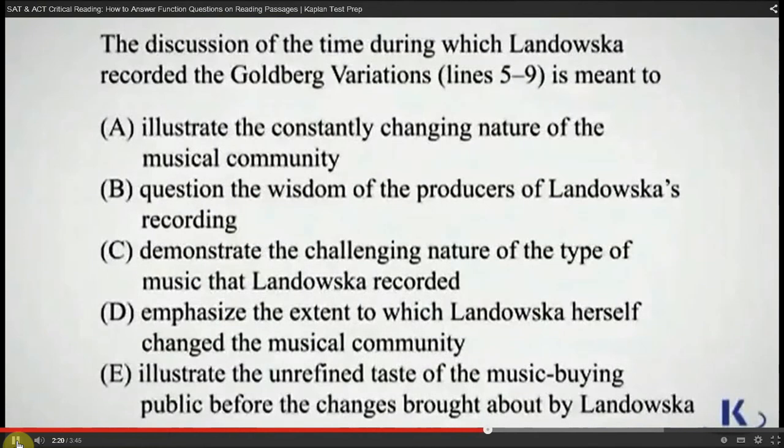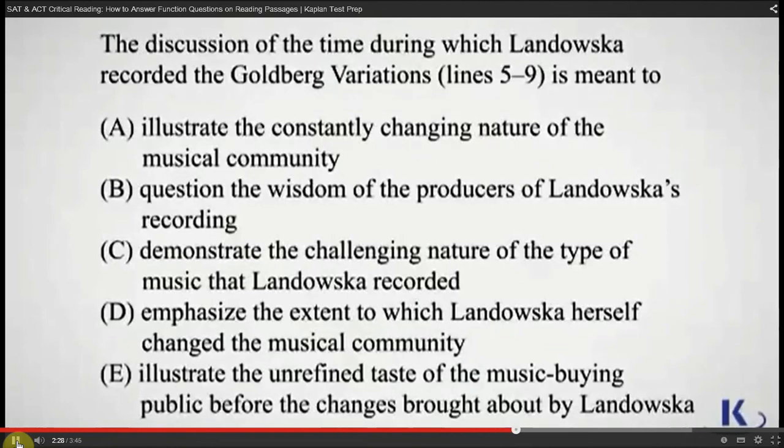This does not mean you should reread the entire passage. Instead, focus on the overall why of the passage. Active reading will help you find the correct answer quickly and confidently. Let's take a look at how to approach a function question. The discussion of the time during which Landowska recorded the Goldberg variations, lines 5 to 9, is meant to.